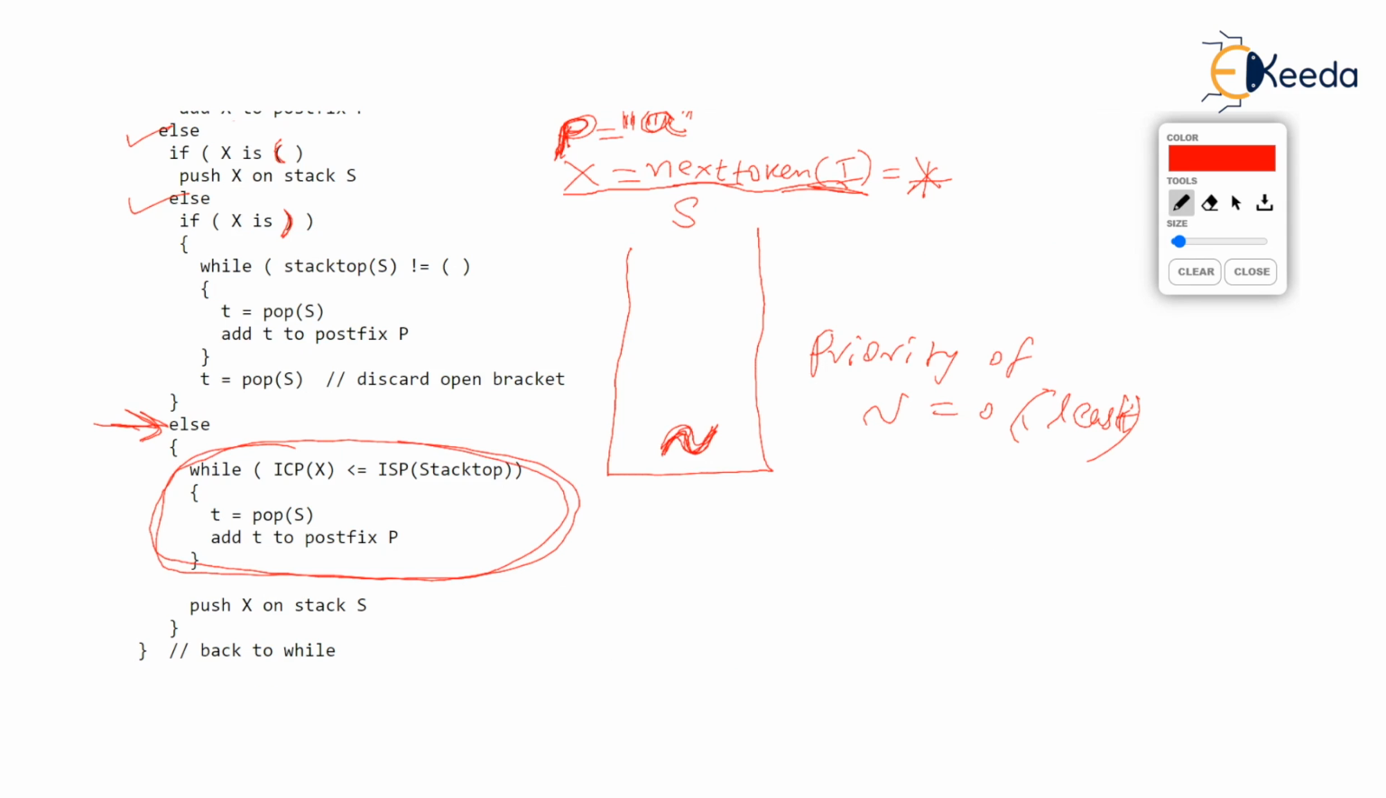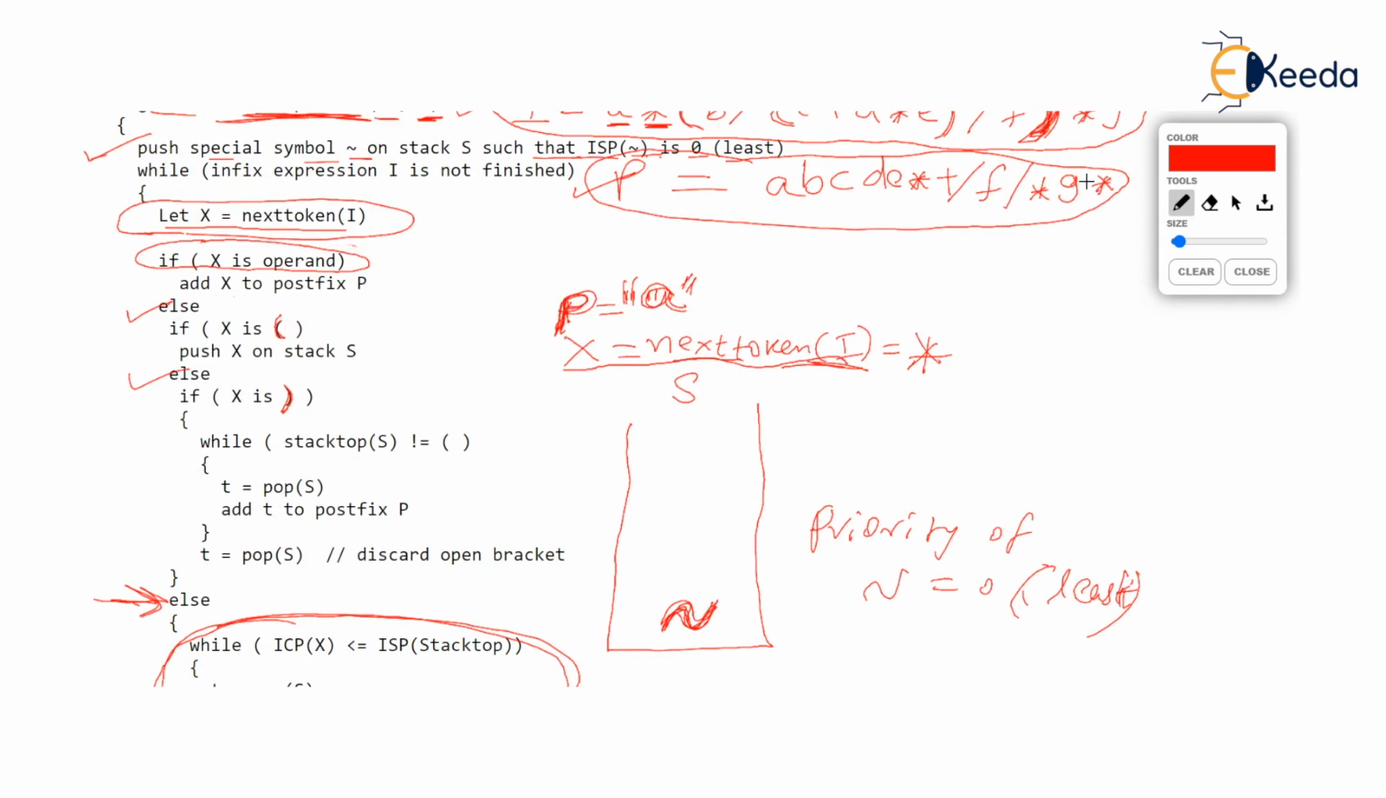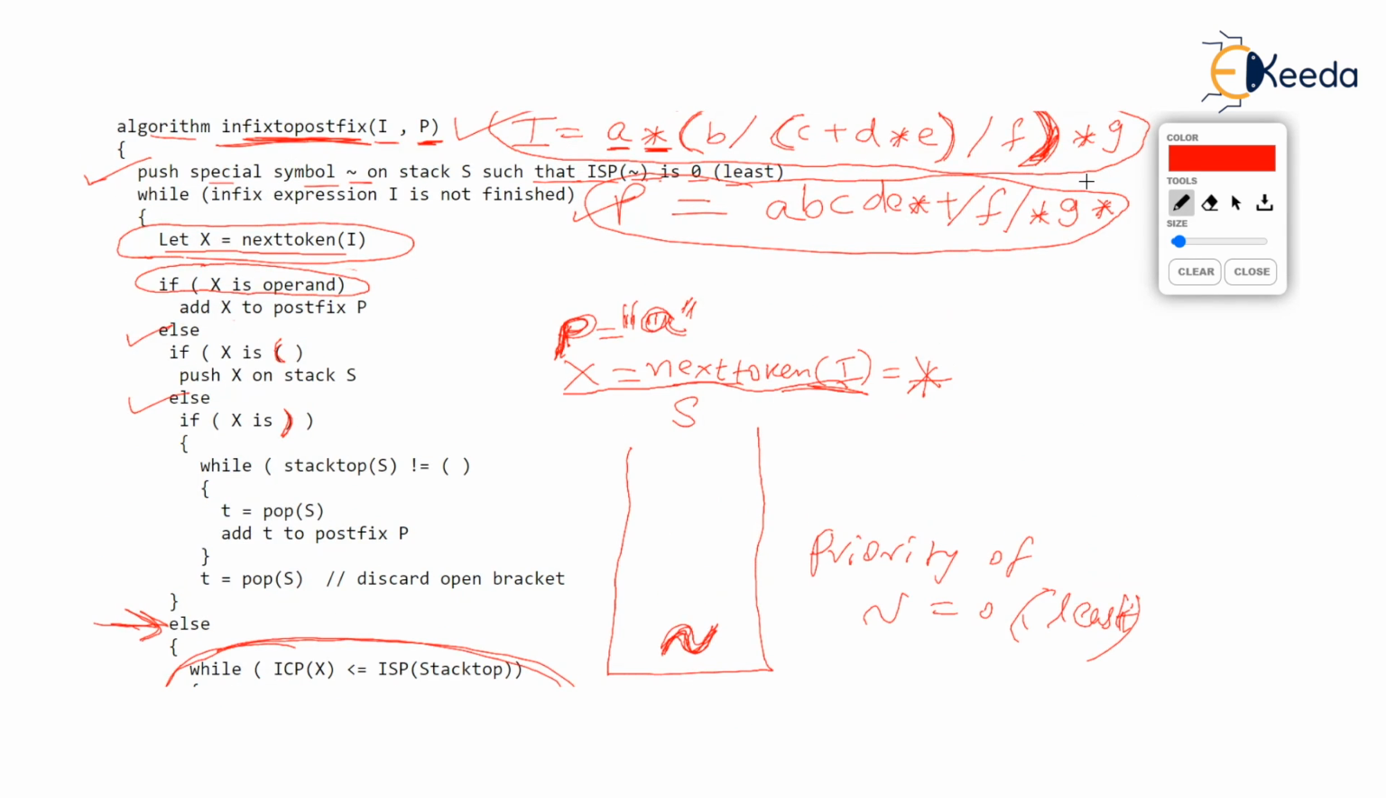What happens if you get an operator? If you get an operator, the rule is so simple. If you get an operator, simply push that operator on the stack. See, X is an operator, X is multiply. So simply put multiply on the stack. But there is a rule here. The rule is also very easy. You want to push multiply on the stack, correct? But before you put multiply on the stack, you check who is the topmost symbol of the stack.